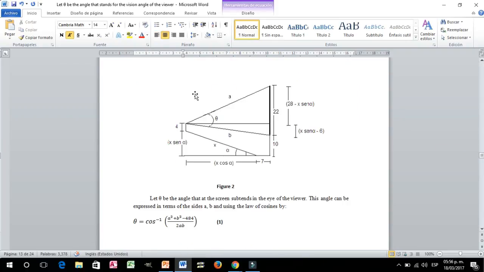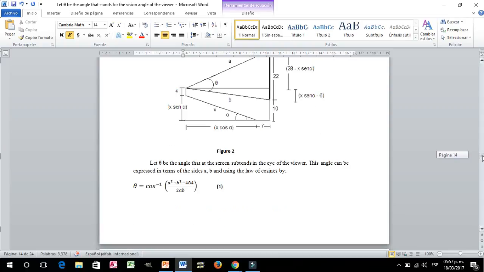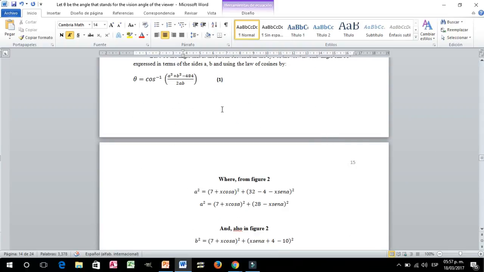Well, here's the diagram of the second problem, and in order to do the first demonstration, we start with the problem. Let theta be the angle that the screen subtends at the eye of the viewer. This angle can be expressed in terms of the sides a and b by using the law of cosines: theta equals the inverse cosine of a squared plus b squared minus 484 over 2ab. So we see that over here and over here are sides a and b, and this is obtained from the cosine law just by clearing the angle theta.